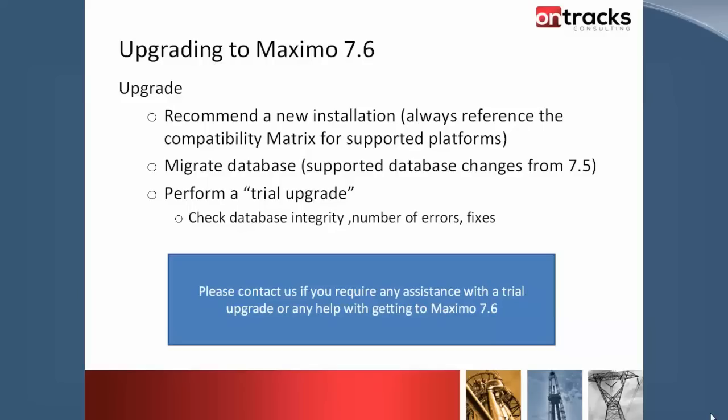One thing I always recommend too is to perform a trial upgrade. This is going to give you an idea of what exactly it is going to take to get to 7.6. We go through the first process, you take a look to see what kind of errors you have, and look at the database integrity. See how many errors you have and what it's going to take to fix some of those errors. If you're integrated, stand up a dev environment for your integrations, and see how the upgrade took place for those integrations.